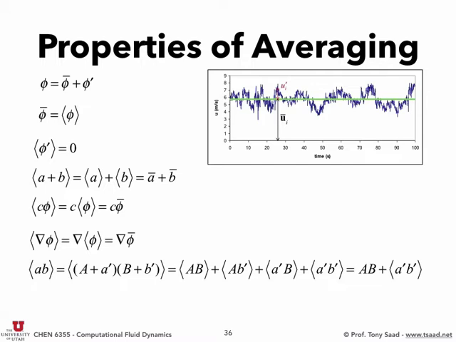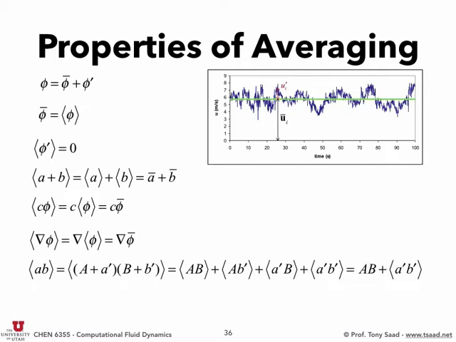Now, what is the mean of AB prime? Zero. Why? A comes out, and then you have the mean of B prime, which is zero. Same thing for A prime B, and then you're left with these two guys. The mean of A prime B prime.